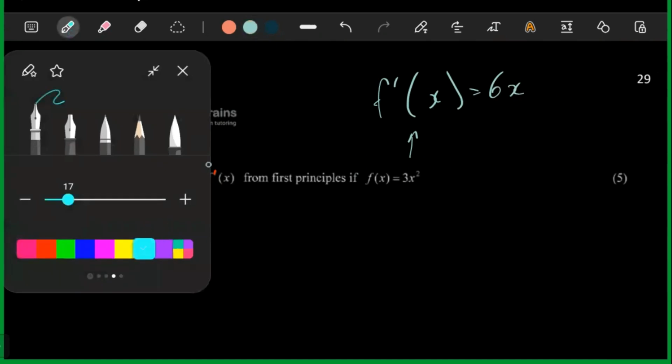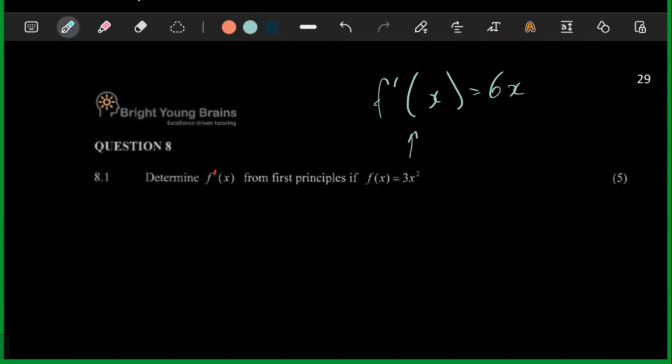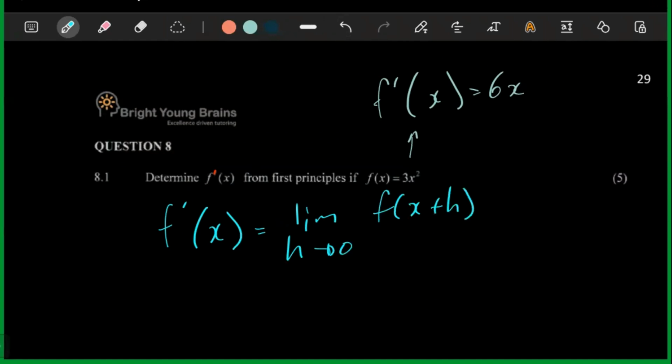Firstly, you're going to lay out your first principles formula. The first principles formula is on your formula sheet also. So here, f prime is the limit as h goes to 0 of f of x plus h minus f of x, the whole thing over h. Wherever x is, you have to put x plus h.